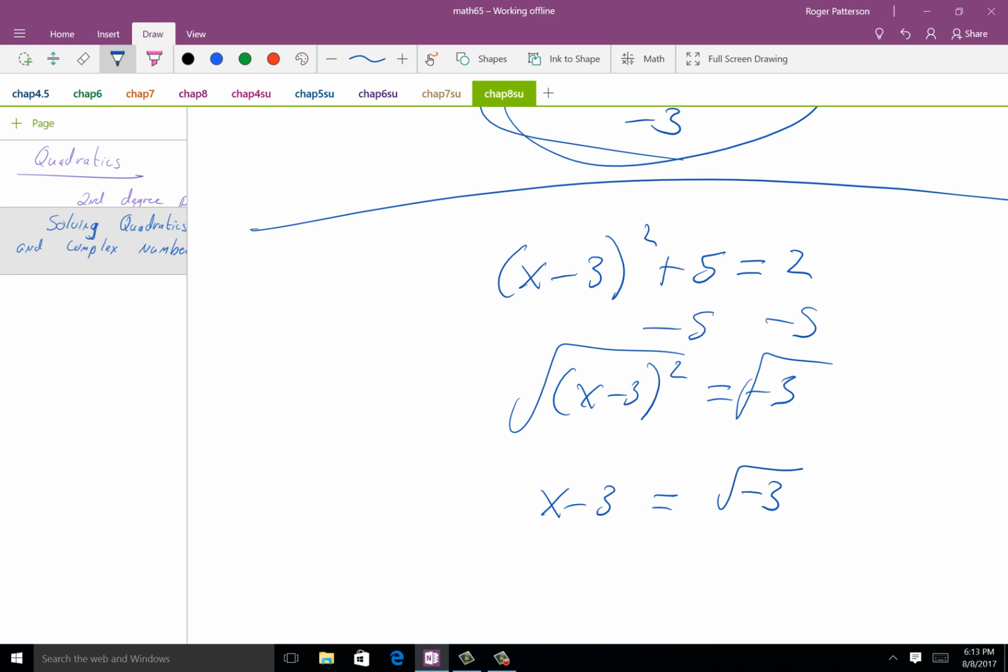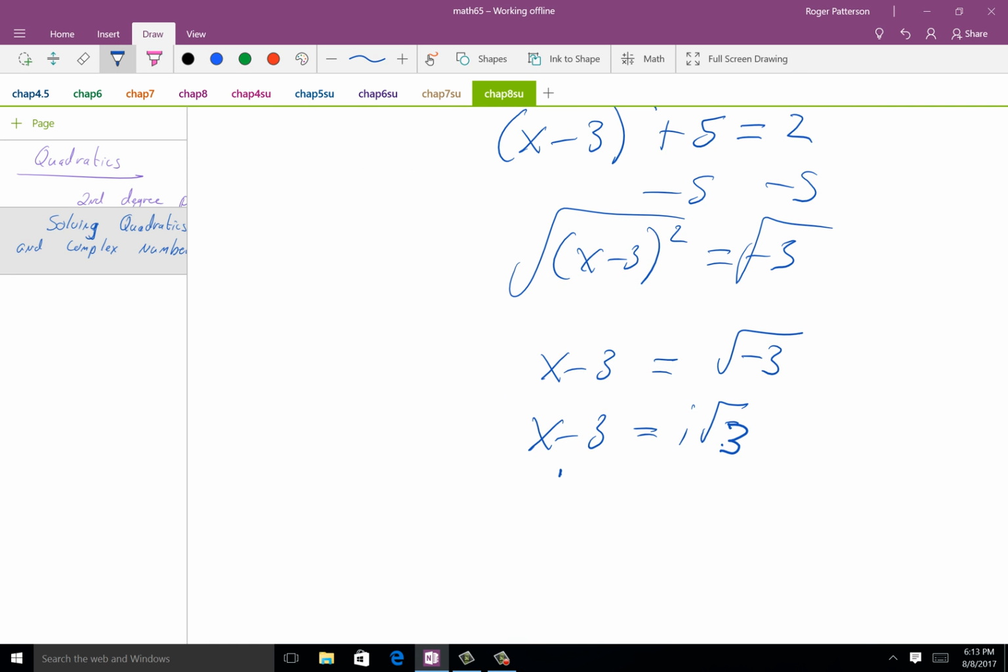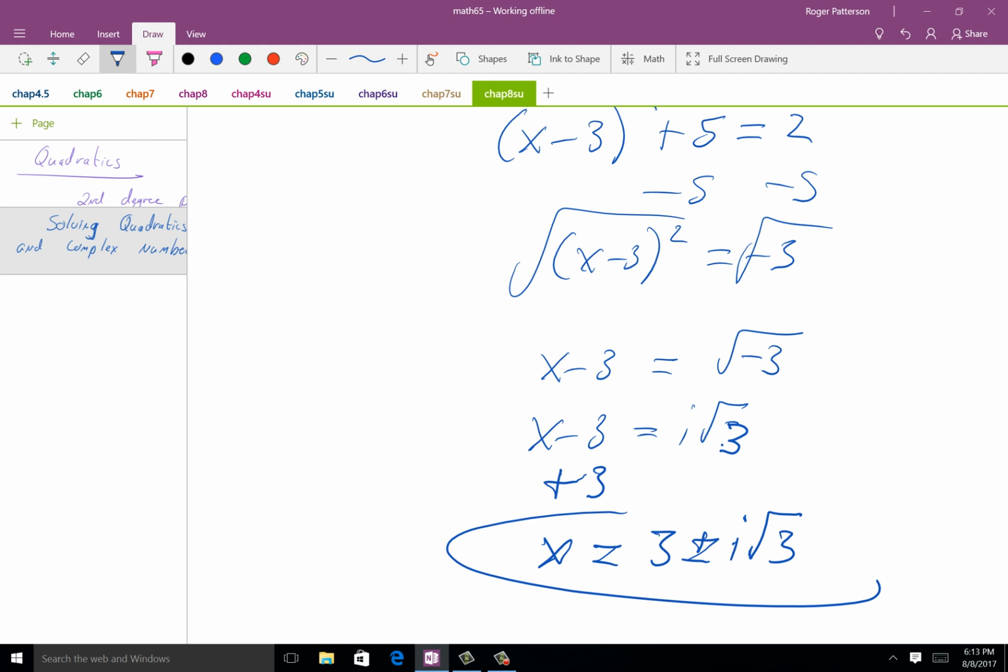Okay, there again, got that negative in there for the square root. It's got to pop the i out. Add the 3 over. And of course, I forgot to put plus or minus out in front. Oof. All right. Not any different though. Same thing.